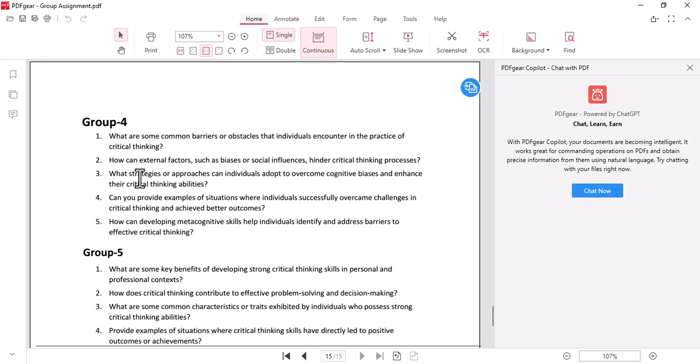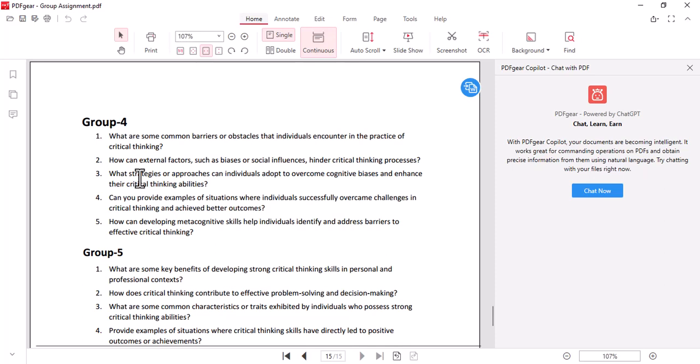Khalifat Muhammad. Khalifat, tell me what you stand for. Barriers of critical thinking and how to overcome. The title of your sermon is what? Barriers of critical thinking.